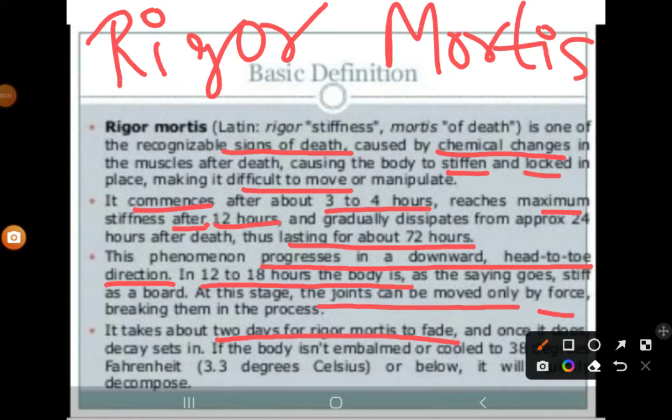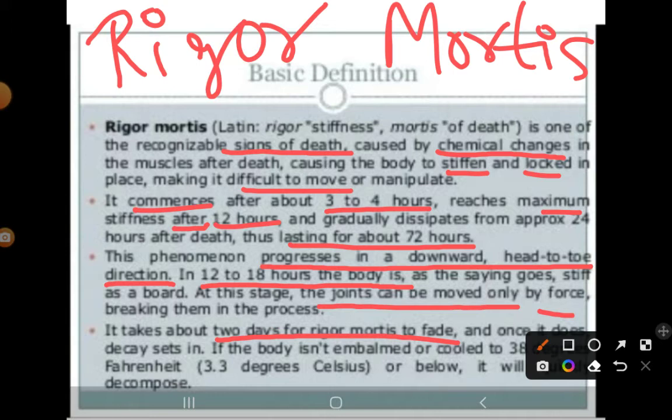Rigor mortis is one of the recognizable signs of death and is caused by chemical changes in the muscle after death, causing the body to stiffen and lock in place, making it difficult to move or manipulate. It commences after about 3 to 4 hours, reaching maximum stiffness after 12 hours. It gradually dissipates after approximately 24 hours after death, thus lasting for about 72 hours.